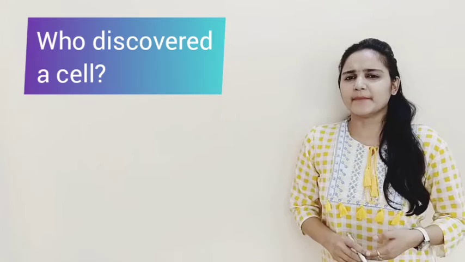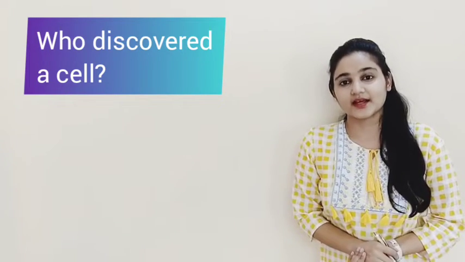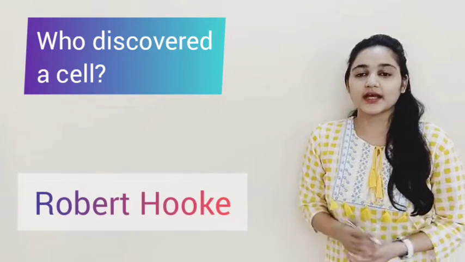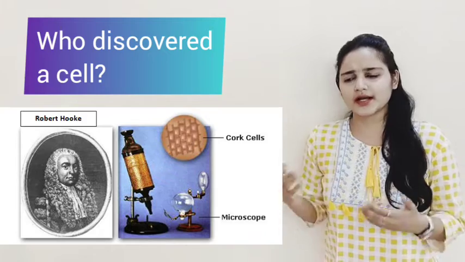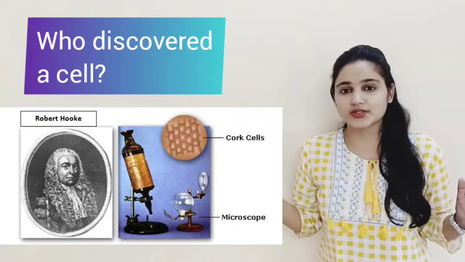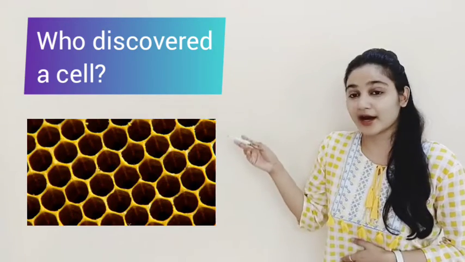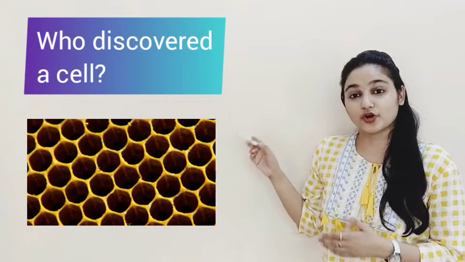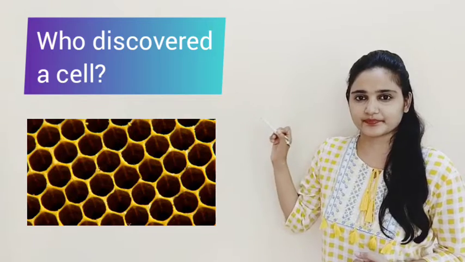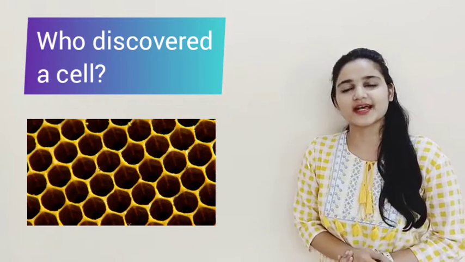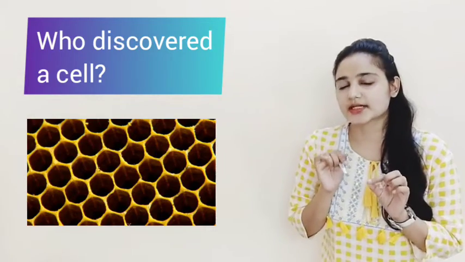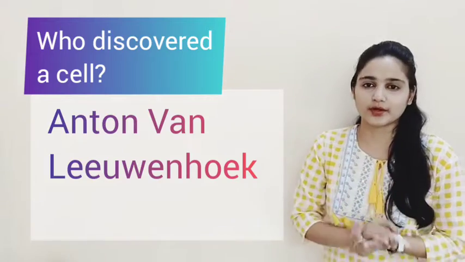Okay? But who discovered the cell? The cell was discovered by Robert Hooke. He kept a thin slice of cork under the microscope and observed it. Now he was stunned to see that the structure looked like a honeycomb. He observed that the honeycomb was made up of small chambers, and he named those small chambers as cell. But remember that the live cell was discovered by Anton von Leeuwenhoek.